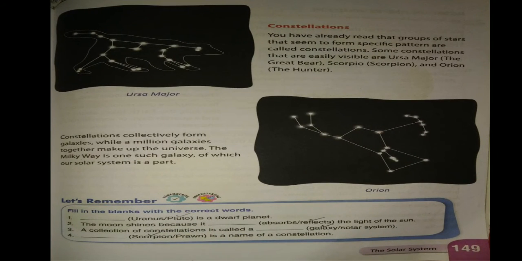Then constellations. Groups of stars that seem to form specific patterns in the sky are called constellations. Some constellations that are easily visible are Ursa Major, that is the Great Bear, Scorpio, and Orion, the Hunter. And constellations collectively form galaxies, while a million galaxies together make up the universe. The Milky Way is one such galaxy of which our solar system is a part.